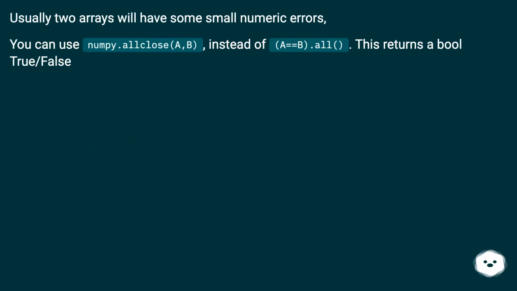Usually two arrays will have some small numeric errors. You can use np.allclose(A, B) instead of (A == B).all(). This returns a bool, true or false.